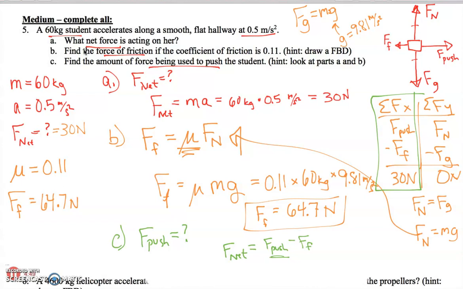Force push will equal F net plus force friction. I'm just adding friction over to the other side of the equation. Equals F push. And now I've run out of space. Oh no. So let's write in really small. So then I go ahead and say, oh, I know the net force is 30 newtons plus the force friction is 64.7 newtons. And so that means that the force push is 94.7 newtons. And again, boxing my answer, and we did it.